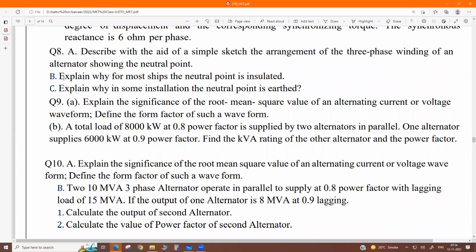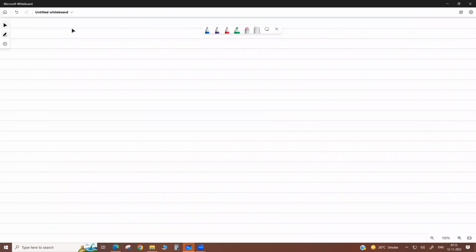Now come to the eighth. Describe with the aid of a simple sketch the arrangement of three-phase winding of an alternator, show the neutral point. Then why in most ships the neutral point is insulated, and why in some installations the neutral point is earthed. So here he is asking you to draw.